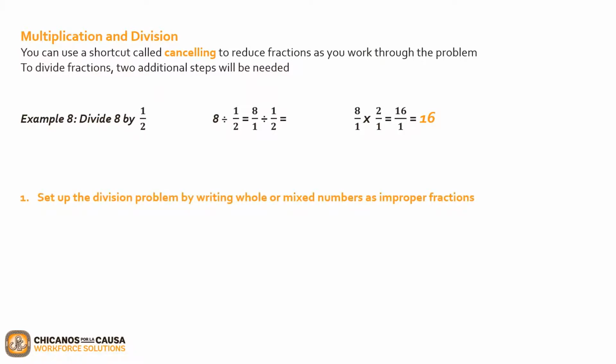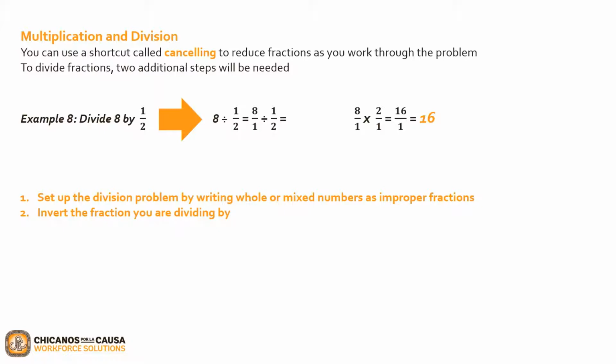So as a first step, we're going to set up the division problem by writing the whole or mixed numbers as improper fractions. In this case, we only have one whole number and no improper fractions, the whole number being 8. So therefore, we're going to write 8 as a fraction. So this will turn it from just a whole number 8 into a fraction of 8 over 1. Therefore, 8 over 1 divided by 1 over 2.